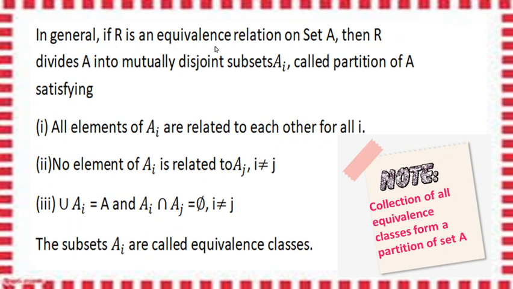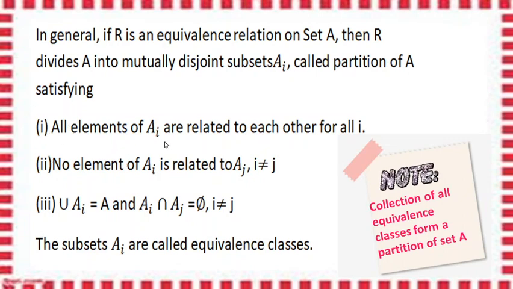In general, if R is an equivalence relation on set A, then R divides A into mutually disjoint subsets Ai. If we have R, first of all, it has to be an equivalence relation, and then that relation R divides the given set into mutually disjoint subsets. Disjoint means their intersection is phi. So, mutually disjoint subsets Ai called a partition of A, satisfying these three things.